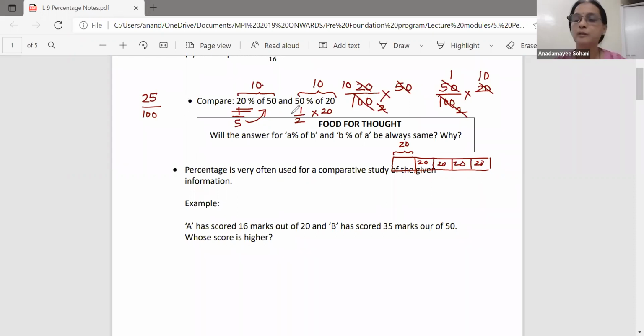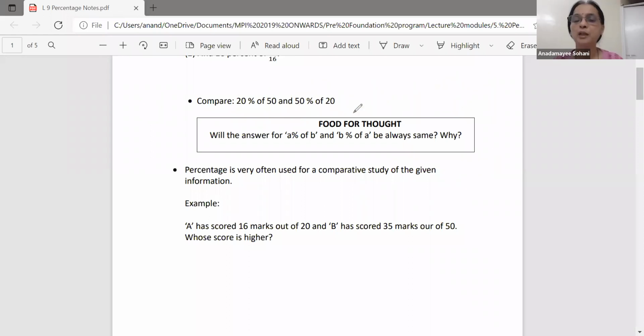So 1/4 of a value, 1/5 of a value, we can compute even orally. So percent values we can even compute orally. Learn to link between the percent concept and the fraction concept. Now I want you to take several such examples.